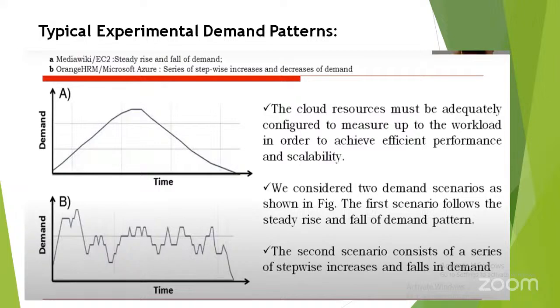This is the on demand. For example, see this graph. There are two graphs for the same purpose. The cloud resources must be adequately configured to measure up to the workload in order to achieve efficient performance and scalability. So see here, the y-axis shows the demand, the x-axis is the time.